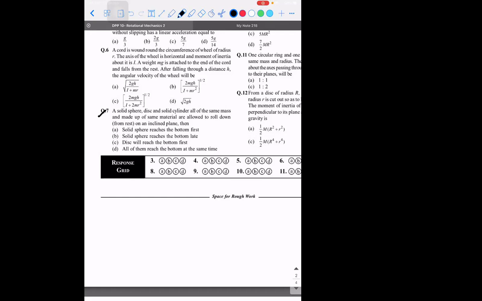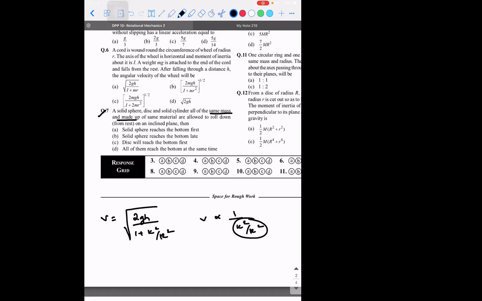So what is the formula for velocity that we know for an object rolling down an inclined plane? It is root of 2gh divided by 1 plus k square by r square. They said they have the same mass and are made of the same material. So from this, can I conclude that velocity is inversely proportional to k square by r square? Whichever has the least k square by r square will have greater velocity.